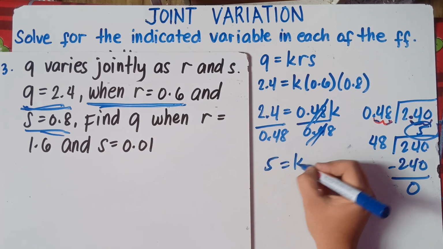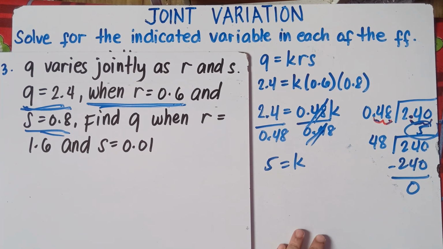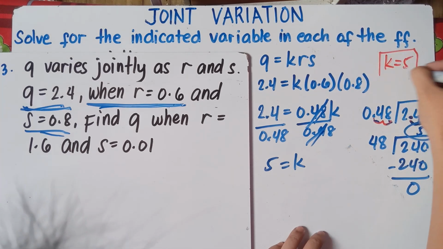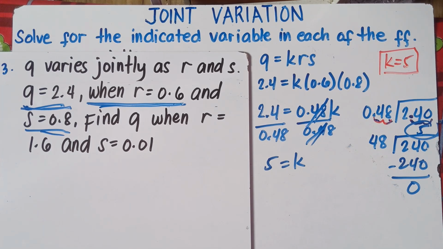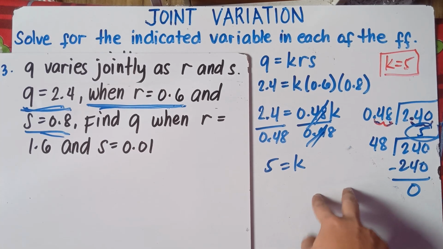5 equals k. So therefore, that's our k, class. Alright, so let me write k here. k equals 5. So that's it for k. Now, once you get k, you can just simply substitute k into this equation. So you pause the video, class. I will be erasing this one.